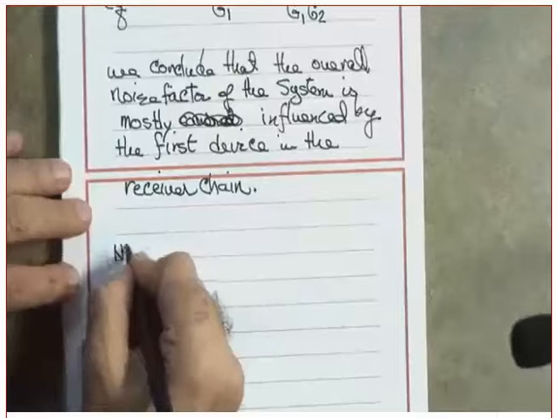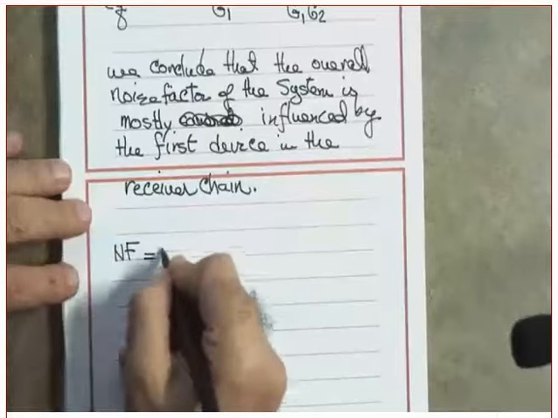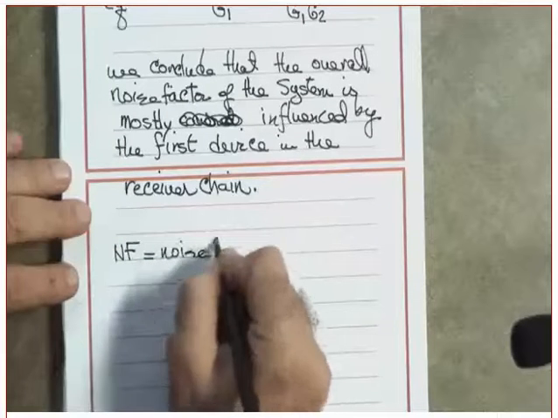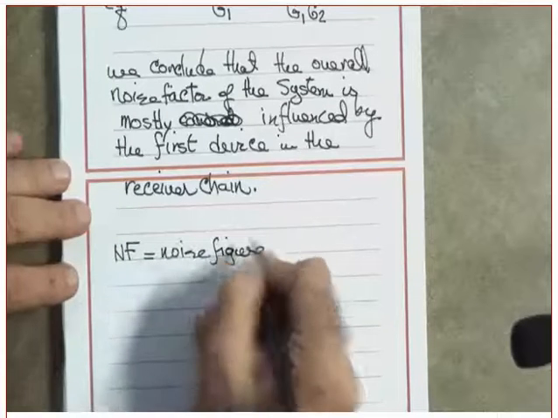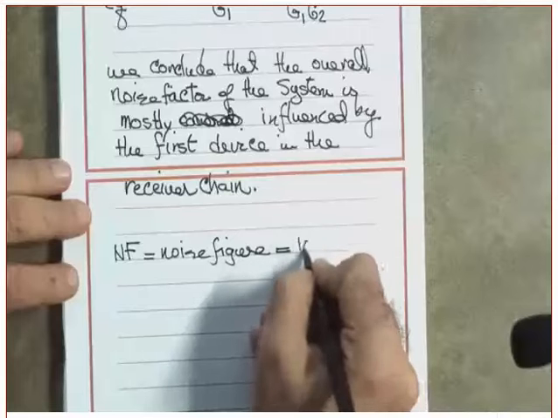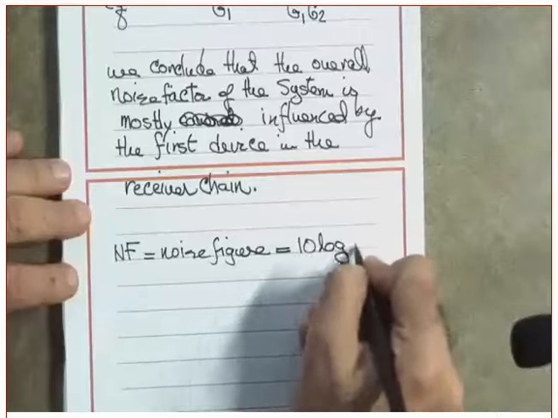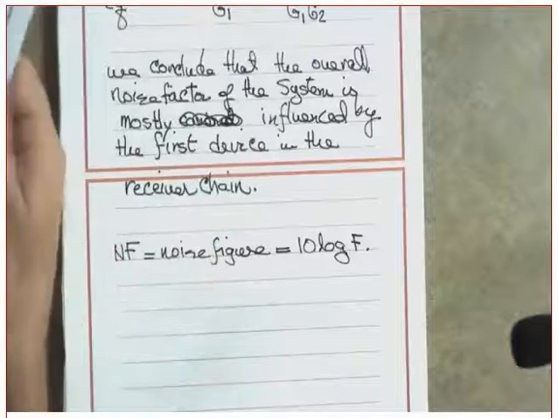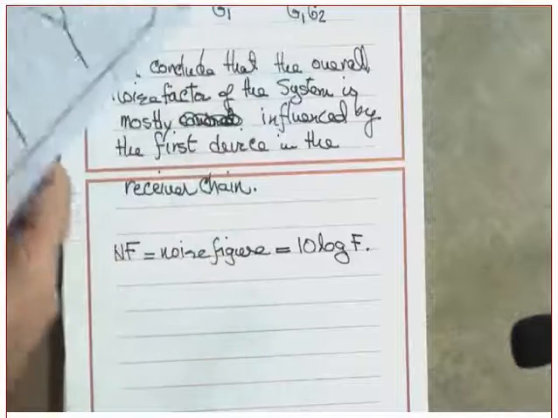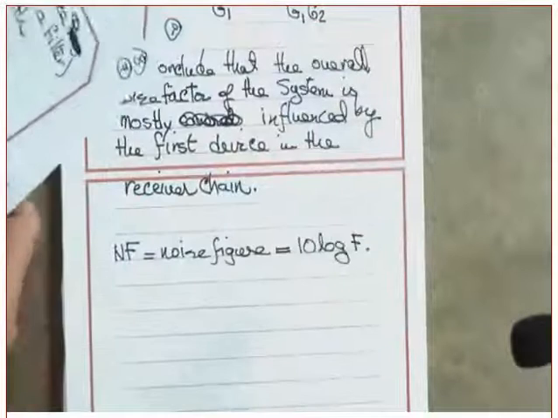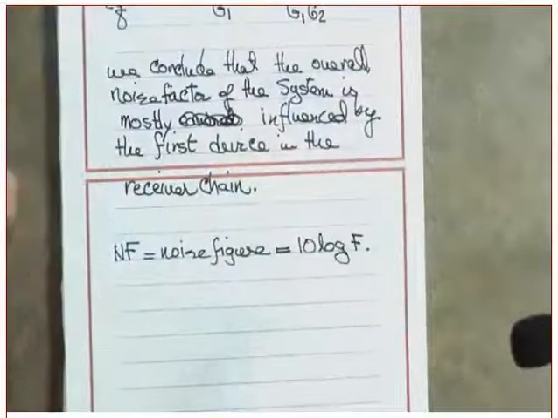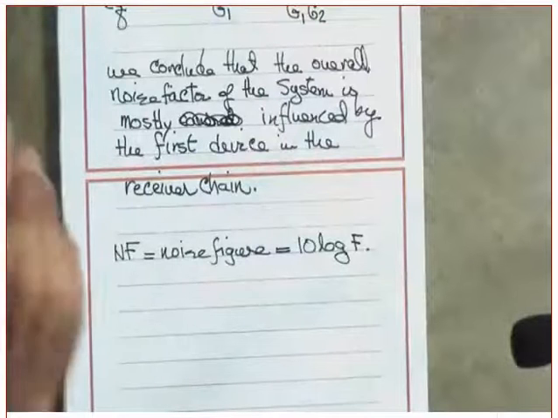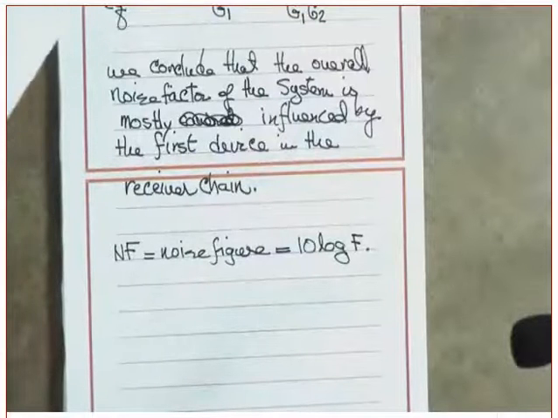And again, finally, the noise figure is 10 log the noise factor. Clear? Okay. Now let me show you one numerical example from the chart so that you can see the calculation.